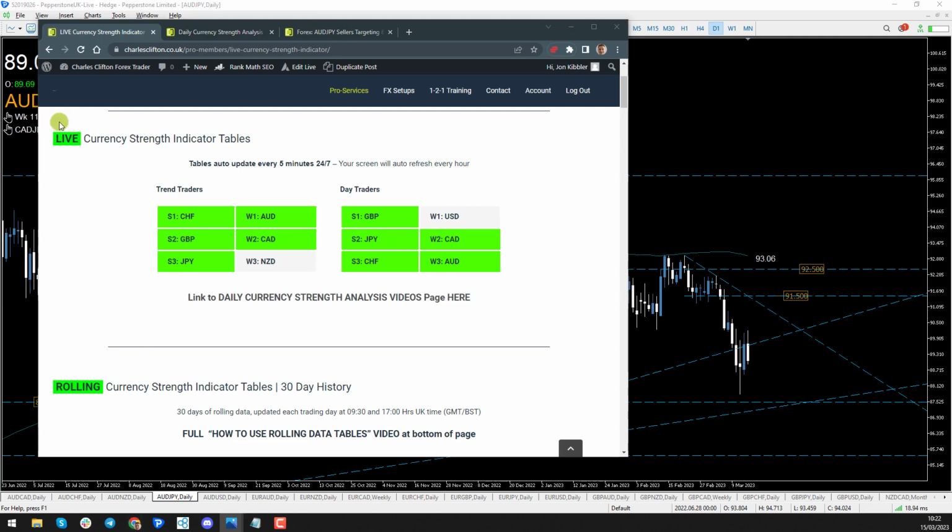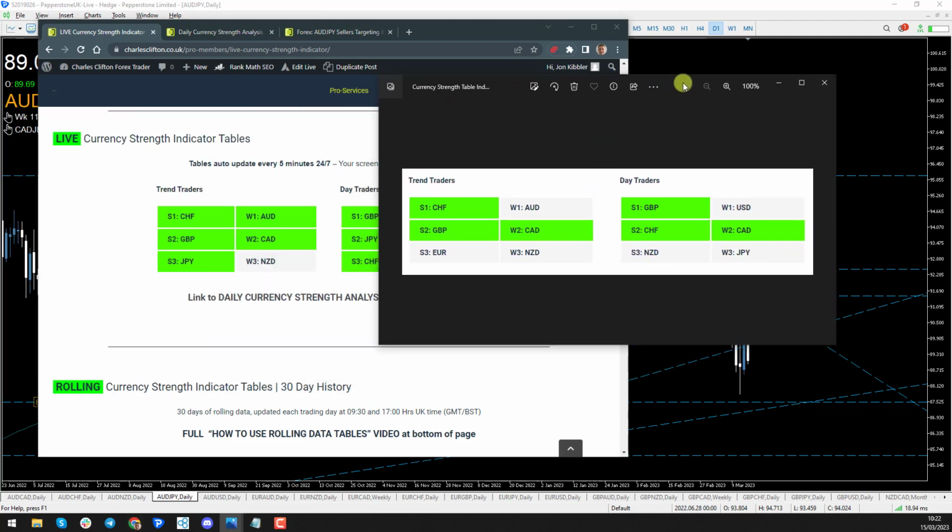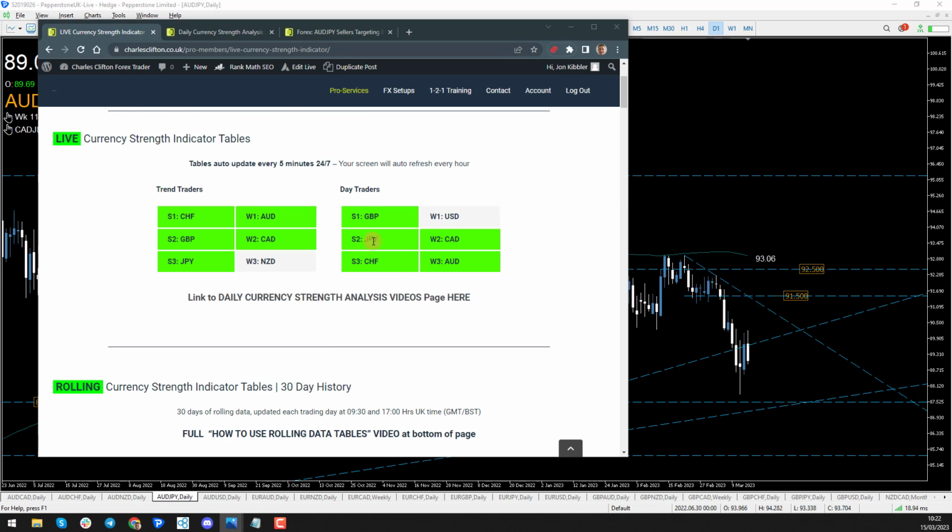You can see that the yen actually swapped from being on the weak side of the table to now being on the strong side, and that's what I was waiting for this morning, to see if the yen would reappear on the strong side of the table, because there's been a lot of risk off in the market this morning, and I wanted to see if the yen strength would follow through here. You can see it's there at S2. It's also now appeared as S3 on the trend traders, so it's telling me that even from a higher time frame perspective, we could be seeing the yen strengthen.